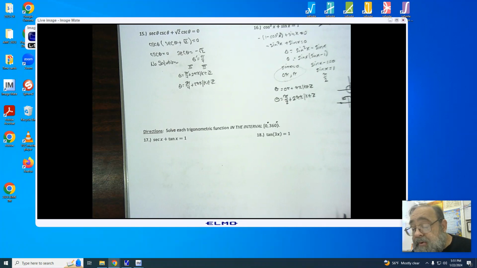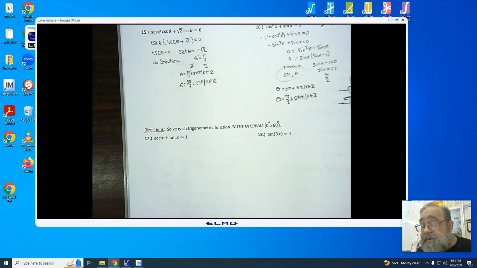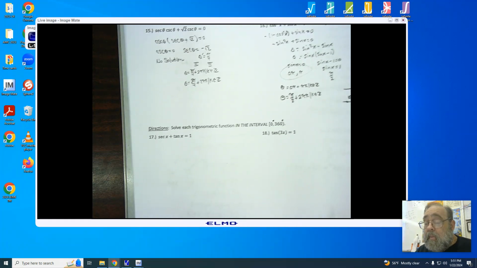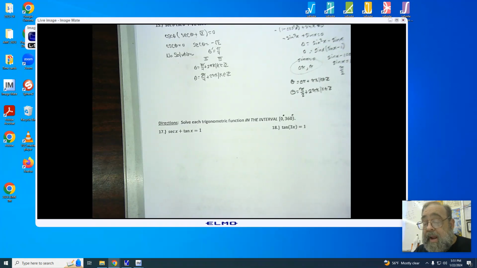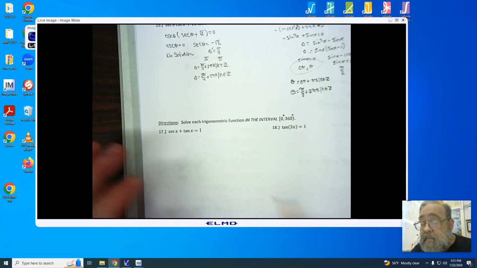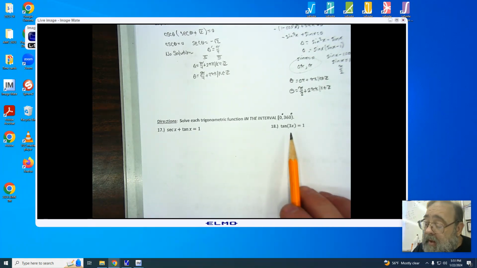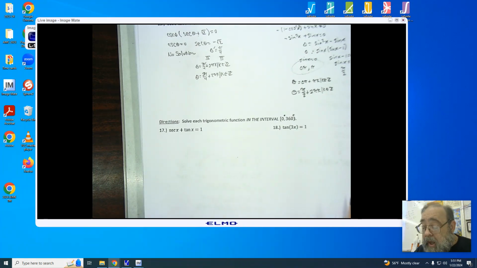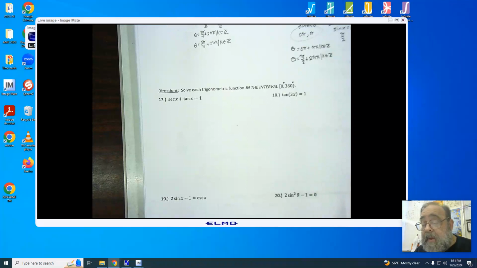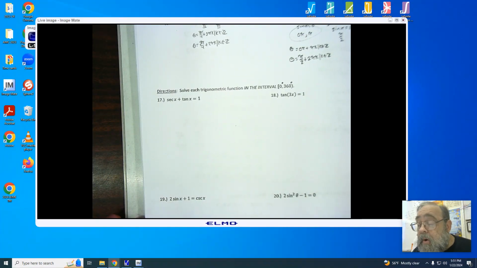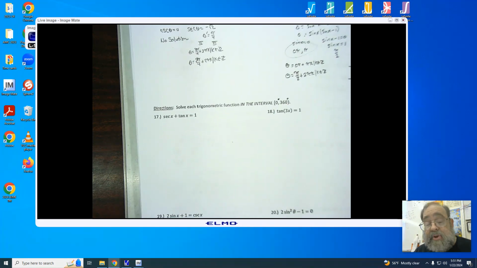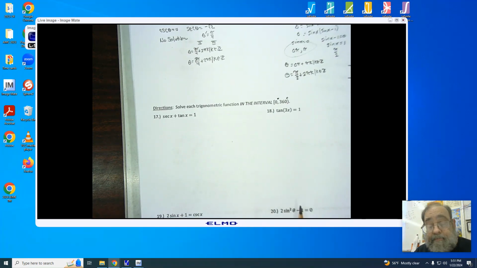Solve each trigonometric function in the interval from 0 to 360. We're now back to where we were. We have to decide, am I going to move things around and square both sides? Am I working with multiple angles? What will it have to be? Now, the answer key is provided in the Google Classroom for each of these, and I recommend that you give them a try on your own.